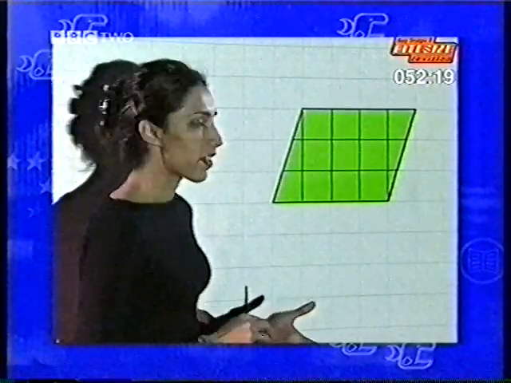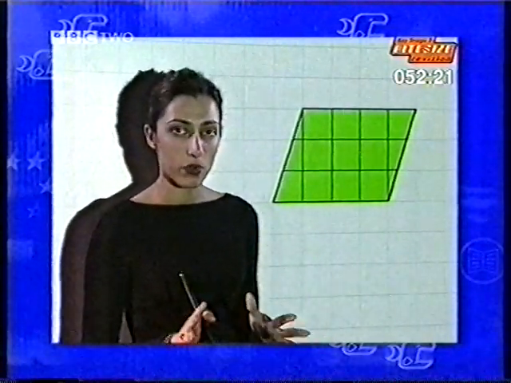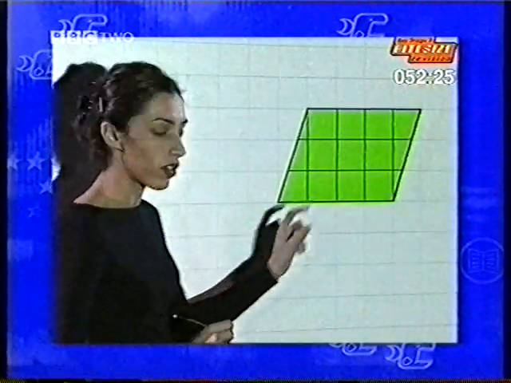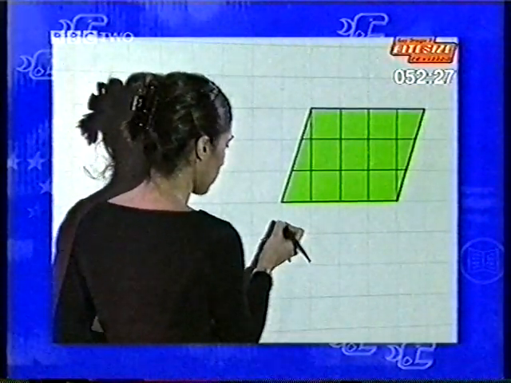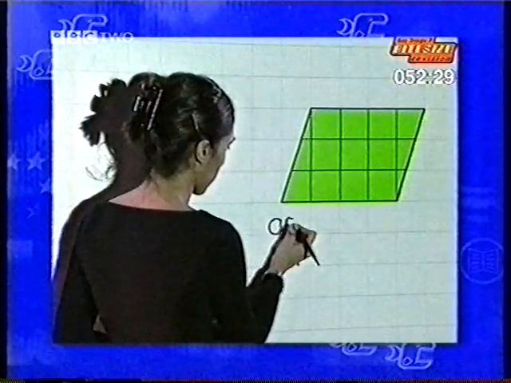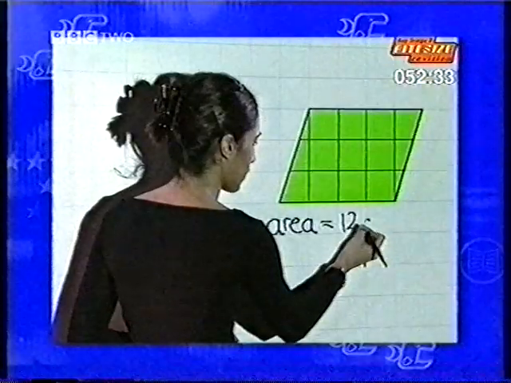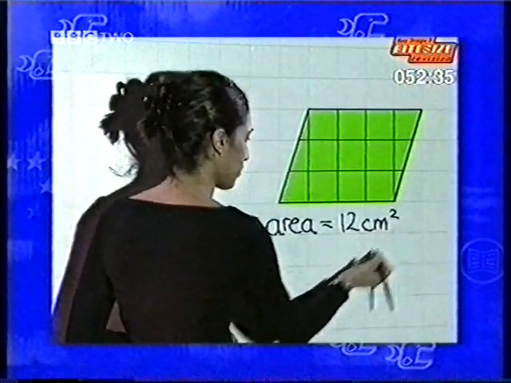Now if we put those together, in this case they add up to 3 whole squares. So those 3 whole squares plus the 9 we've already got gives us 12. So the area of this shape equals 12 centimetres squared.